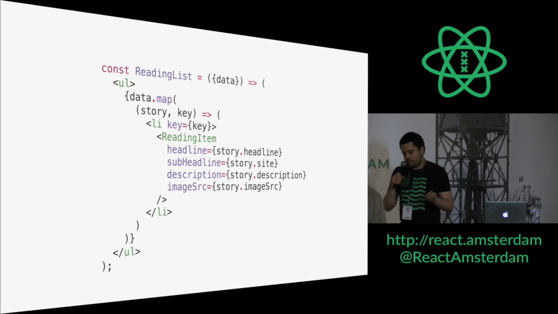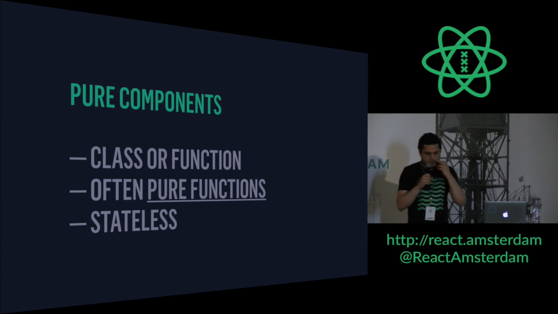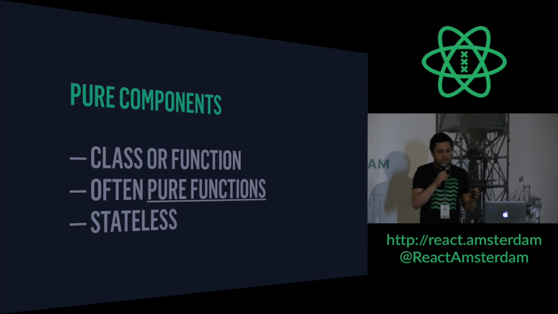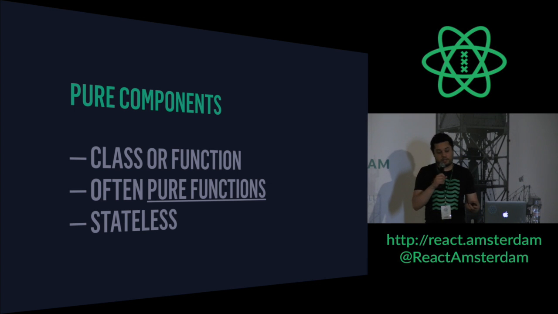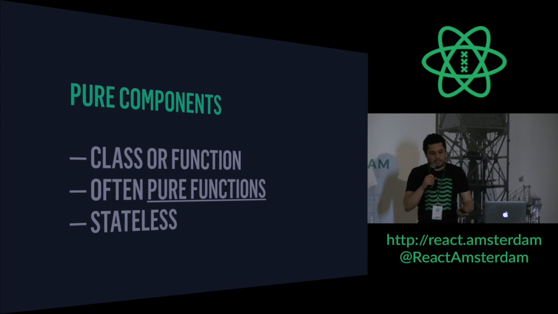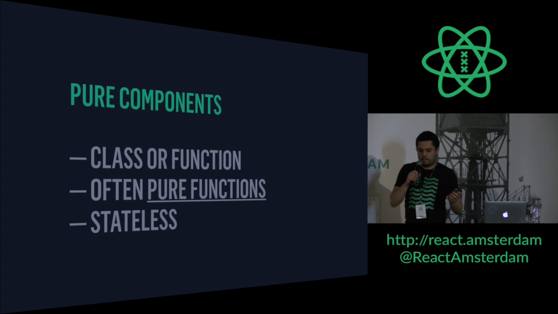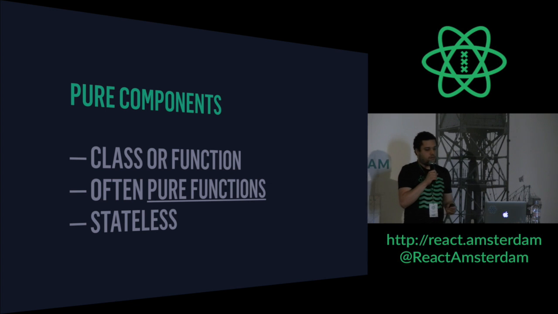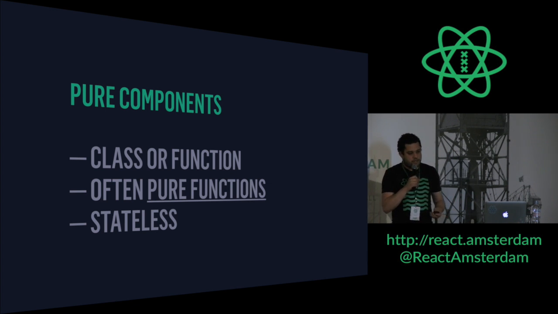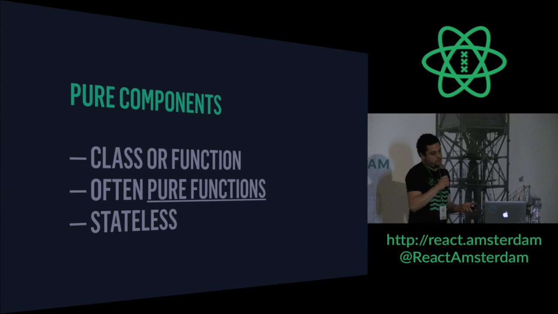And finally, the third one is a pure component. I see a bit of confusion sometimes. People say pure components are always stateless, but they can be stateless, or they can have state as well. So you can use a class or function for pure components. What it means is they return the same output given the props and states. So you can write them as class or functions, but you should use pure functions, and they are often stateless.